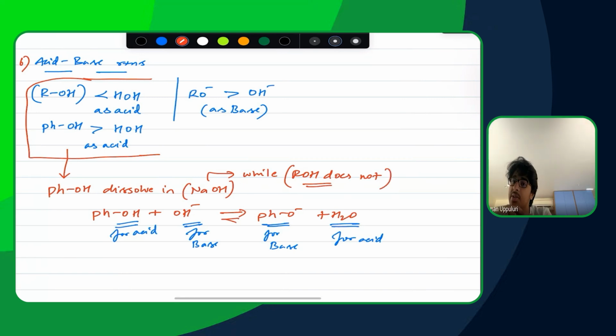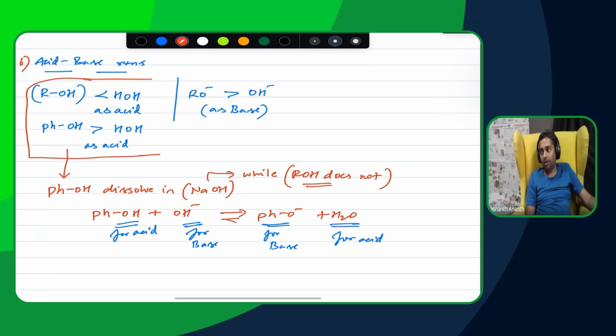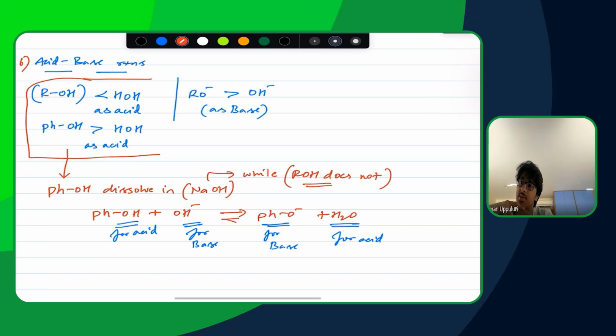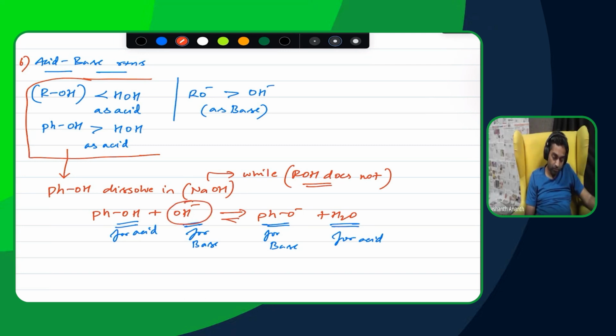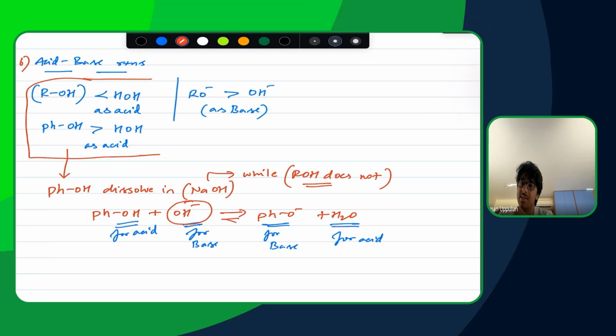Sir, why did you write specifically NaOH? Instead of, what is the reason why I took NaOH? Can you take a guess? What is the base over here which I'm operatively using? Strong base. No, OH minus. Yeah, it dissociates to OH minus.